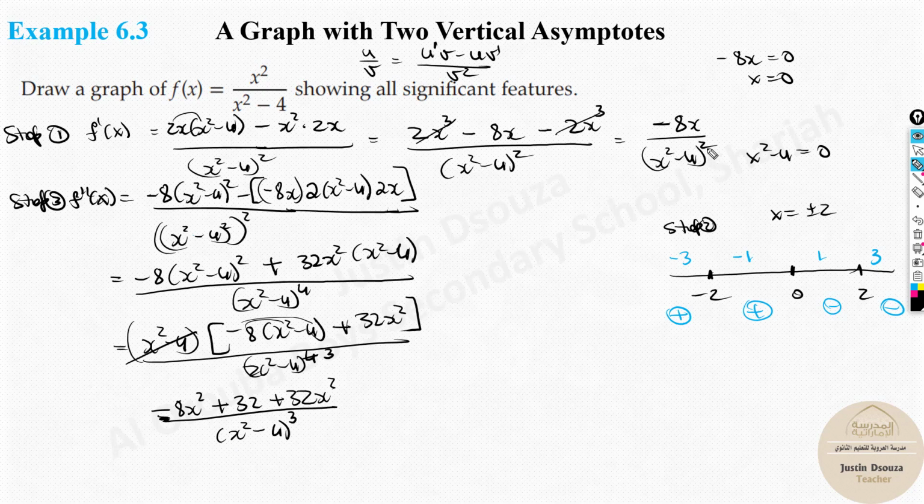Can you see this x squared minus 4? The whole square doesn't matter. Only what is inside, that's x squared minus 4. Equate that to 2, you will get x equals plus or minus 2. These are confirmed. But what about the numerator?